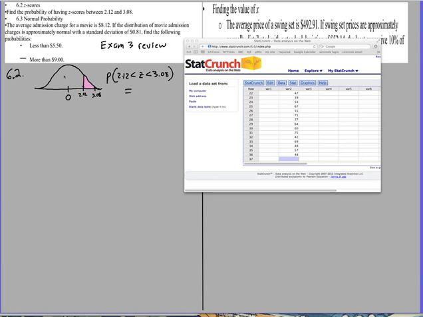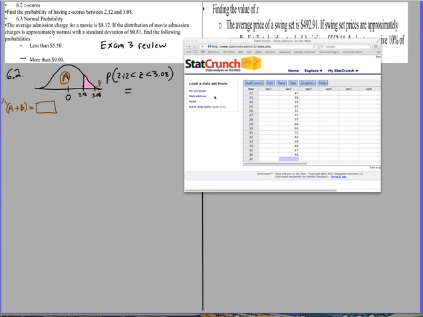One of these options is we want to find this value to the left. StatCrunch doesn't give us the middle, so we have to do it in different sections. I want to find this, which I'll call B. So we want to find A plus B, add them, and then do 1 minus that. That's going to give us our answer.